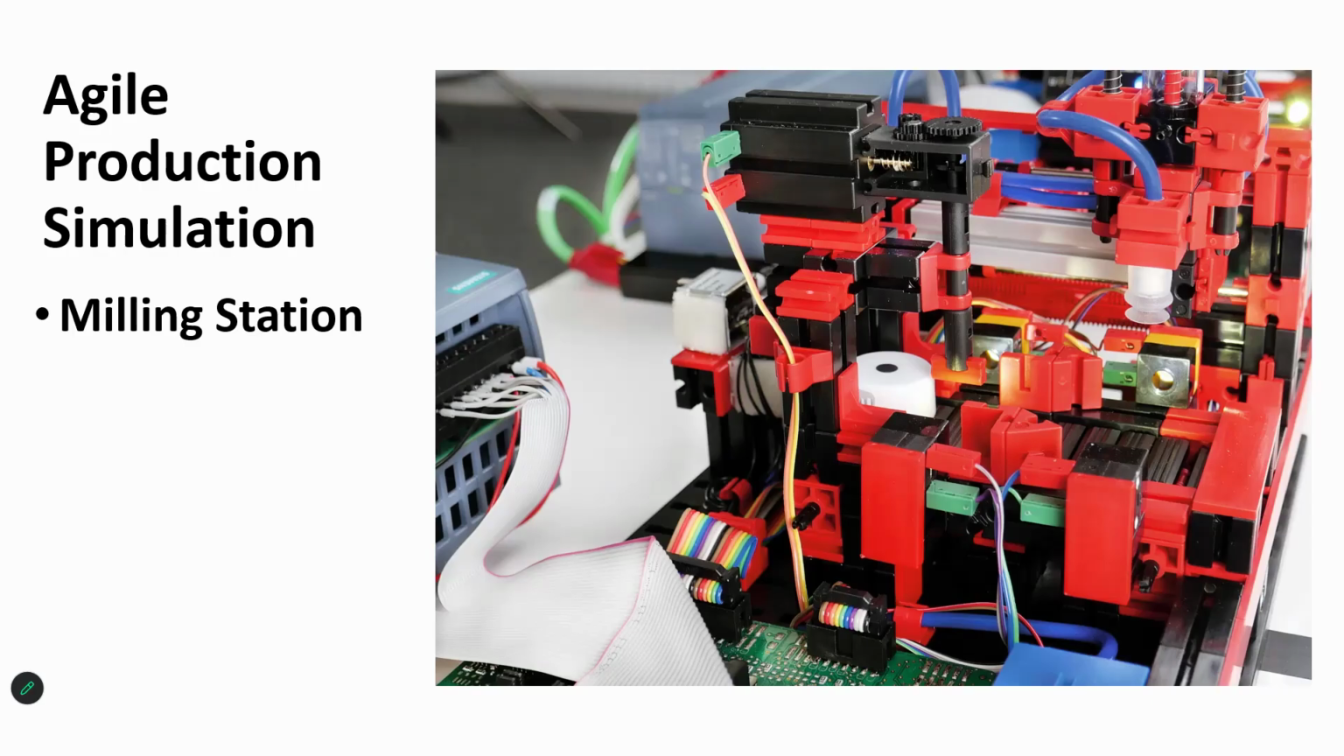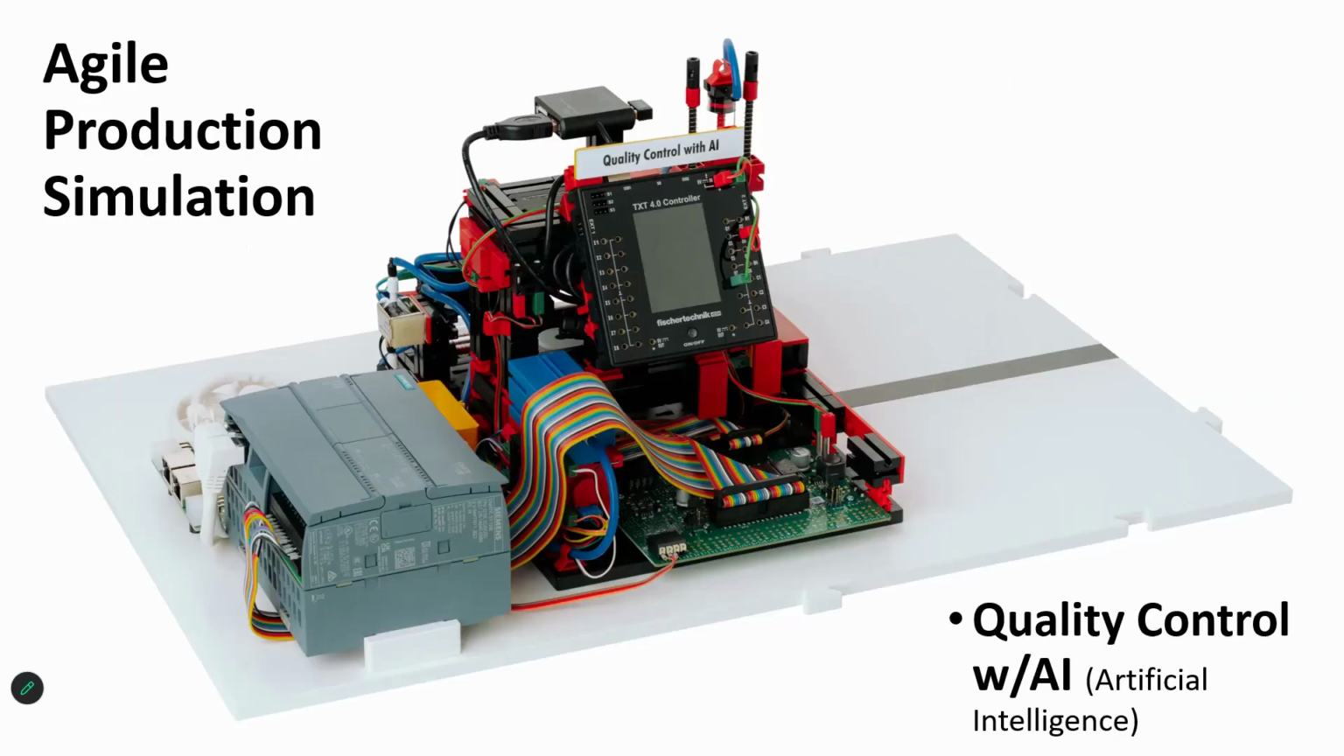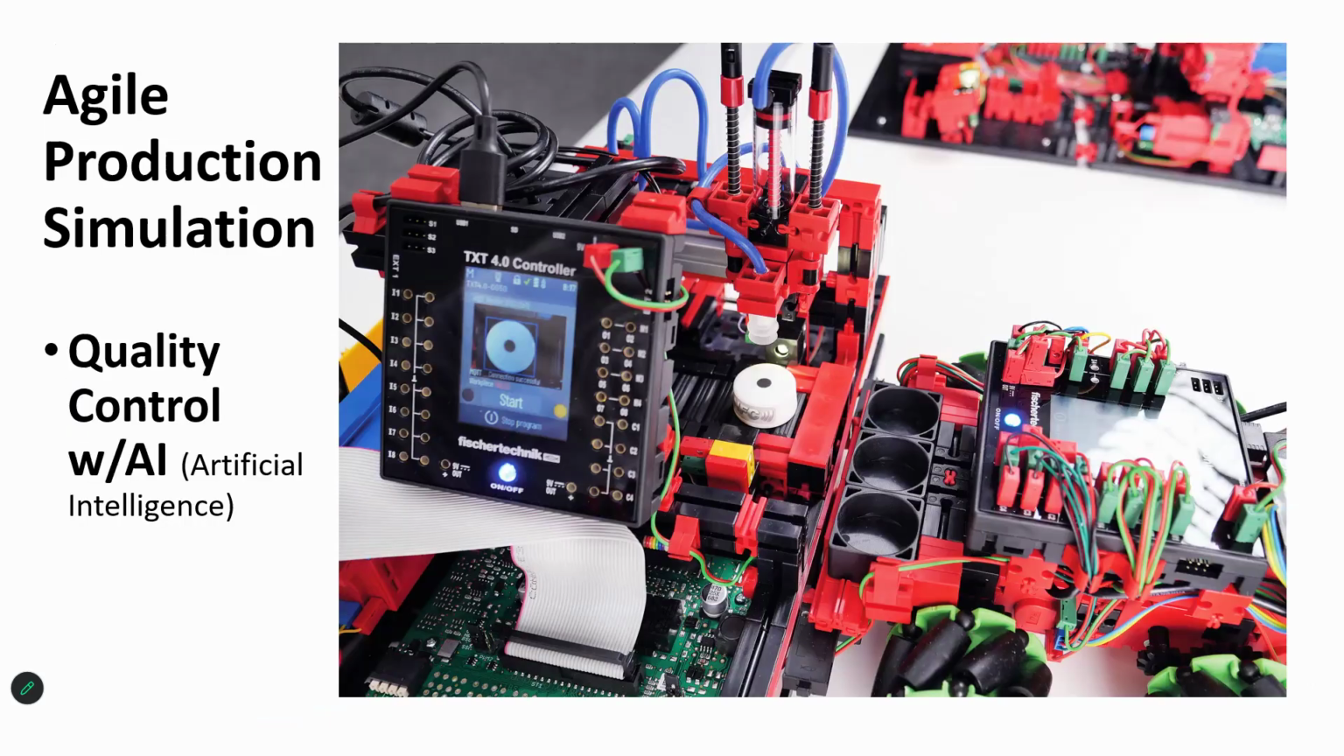And then you could go to the quality control with AI module. Now, with the quality control module or station, once again, there's a vacuum gripper that will pick up the workpiece from the back of the AGV and place it onto a conveyor belt. Here it gets transported under a camera where the workpiece is scanned.